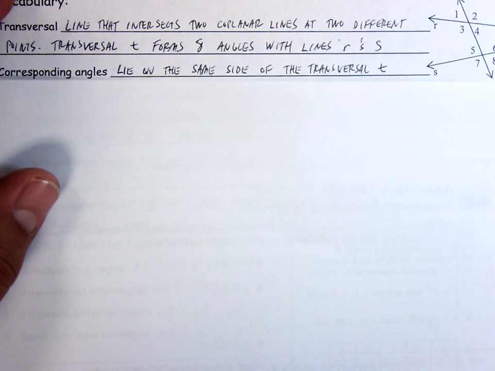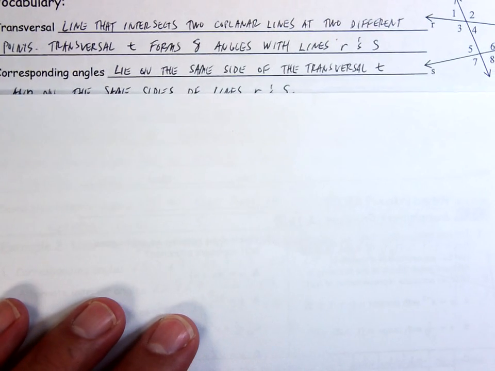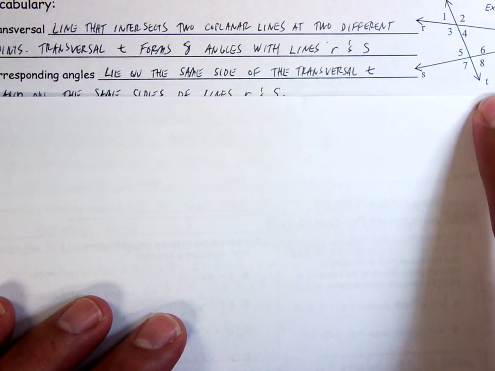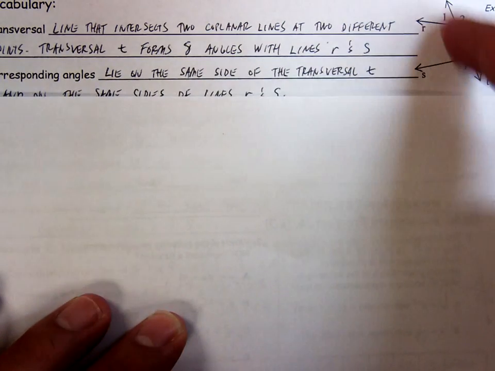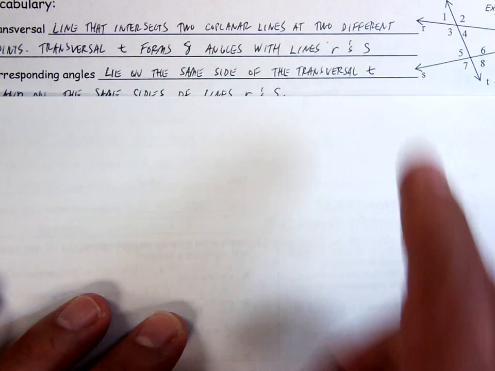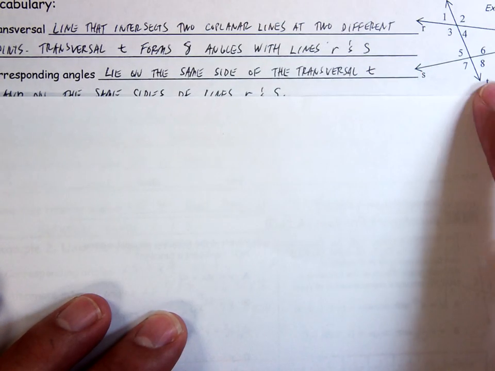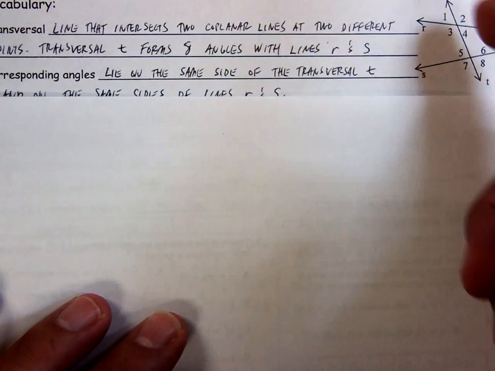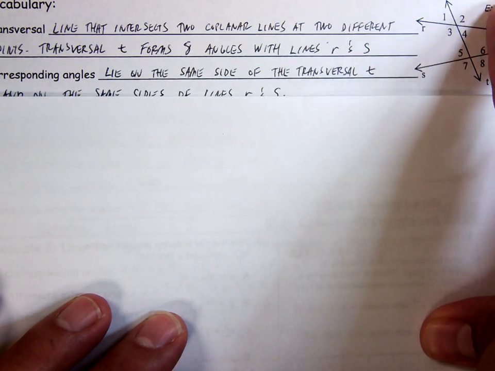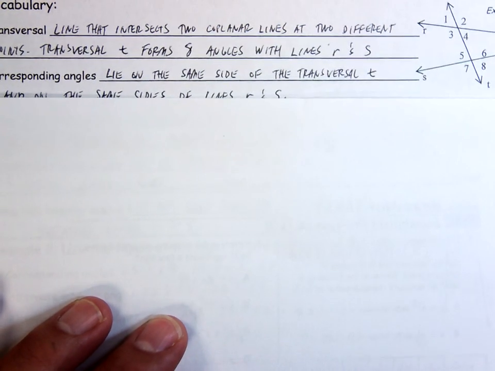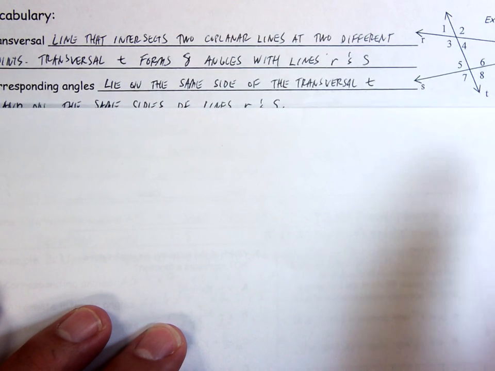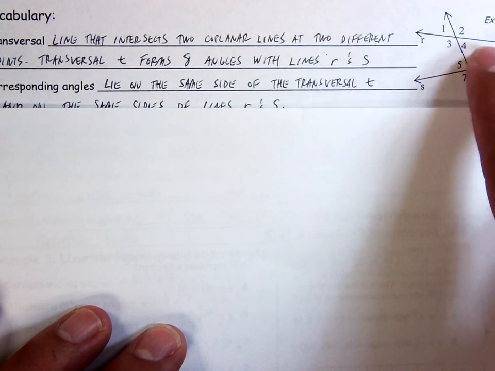So let me bring down my picture again. So here's my transversal T. My transversal is line T. It is the line that crosses two other lines at two different points. So there's line R, there's line S, and here's line T. Line T is the line that intersects both line R and line S. And notice it makes 8 angles: 1, 2, 3, 4, 5, 6, 7, and 8.